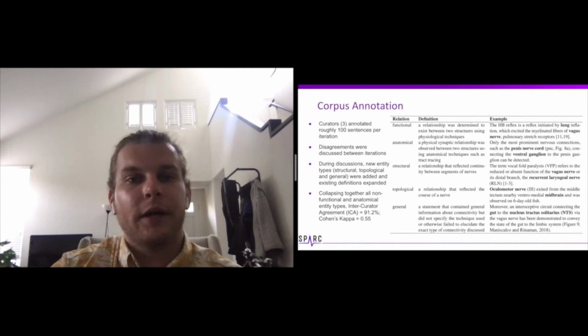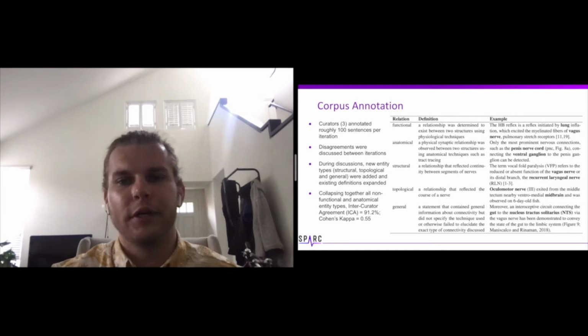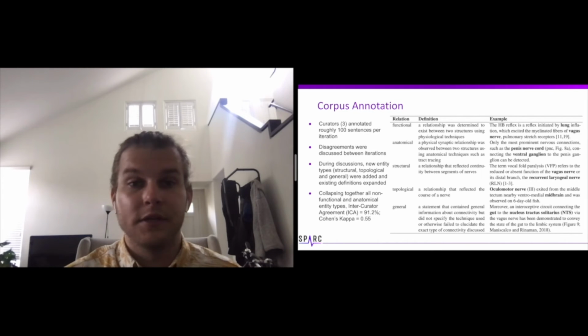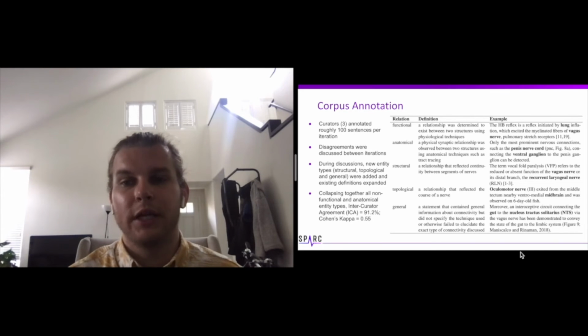Initially, 3 curators annotated this corpus together. 2 curators did the majority of curation, though. We worked in roughly 100 sentence iterations using our relation types that are defined on the table to the right. Our focus was on optimizing our models for functional and anatomical relations.